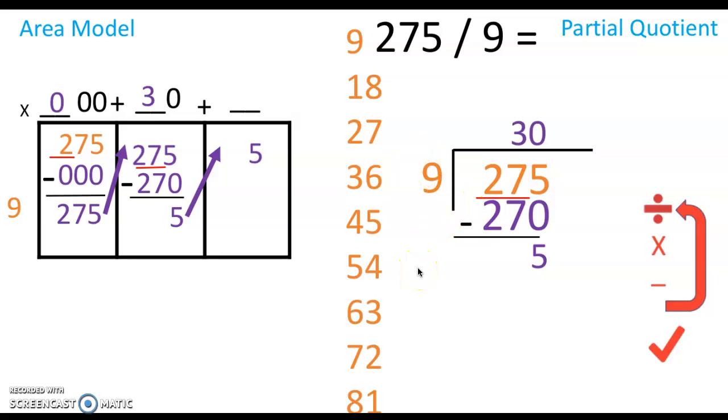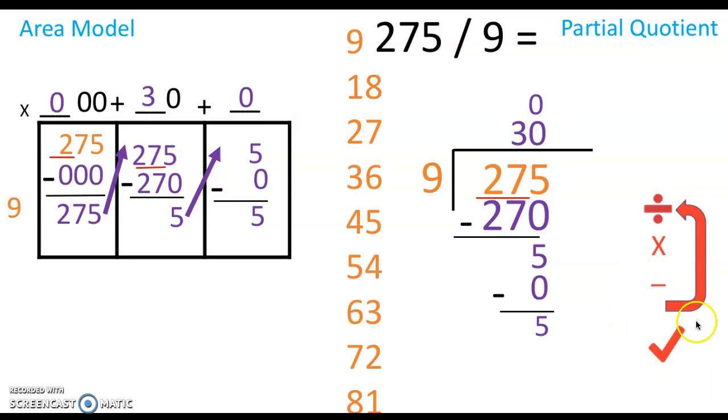How many babies would they each get? They would each get 0, because the closest I can get to 5 without going over is 0, because 9 is too many. Then let's multiply. 0 times 9 is 0. Then we subtract. 5 minus 0 is still 5.